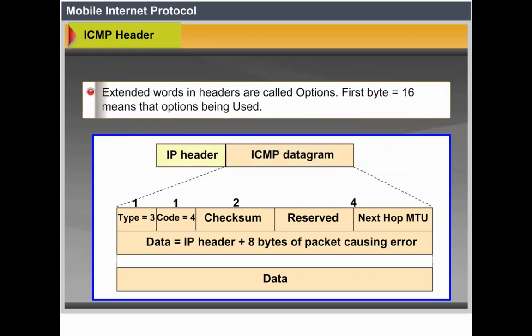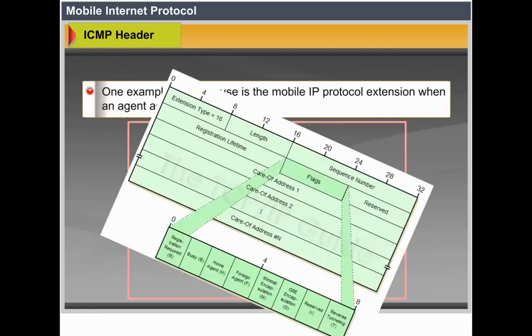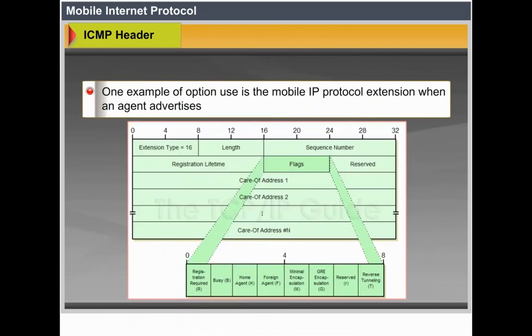Extended words in headers are called options. First byte equal to 16 means that options are being used. One example of option use is the mobile IP protocol extension when an agent advertises.